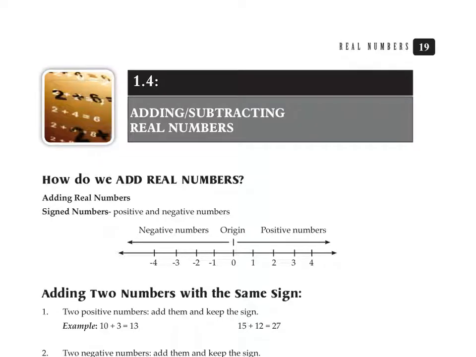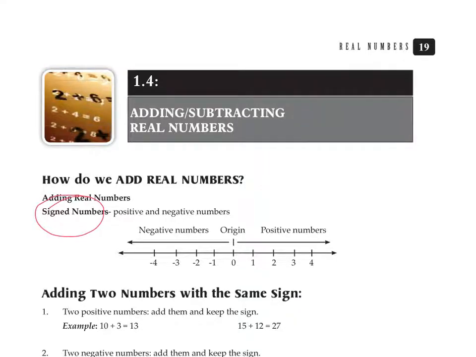Okay, so we're in section 1.4 from Al Grosch's Developmental Math 2 class notes. We're going to talk about adding and subtracting real numbers here. How do we add real numbers? Another name for real numbers, and what we're going to talk about, is signed numbers, positive and negative numbers.